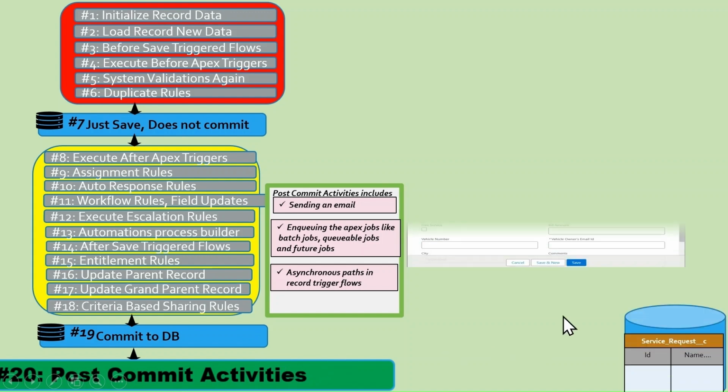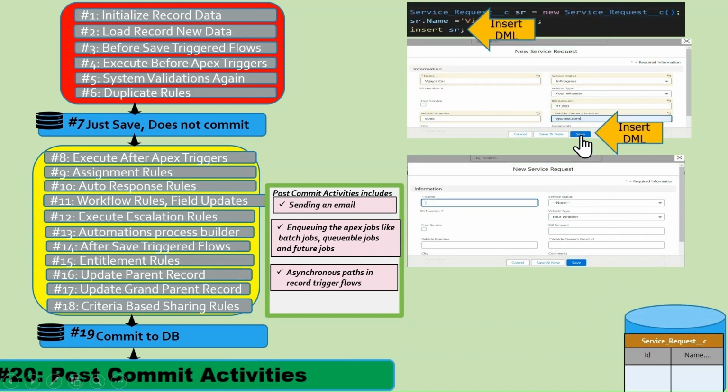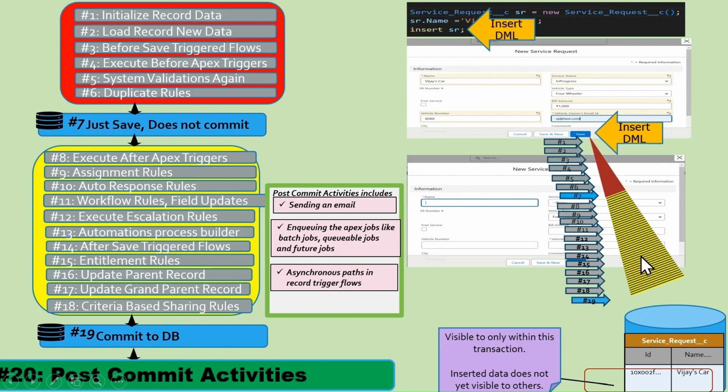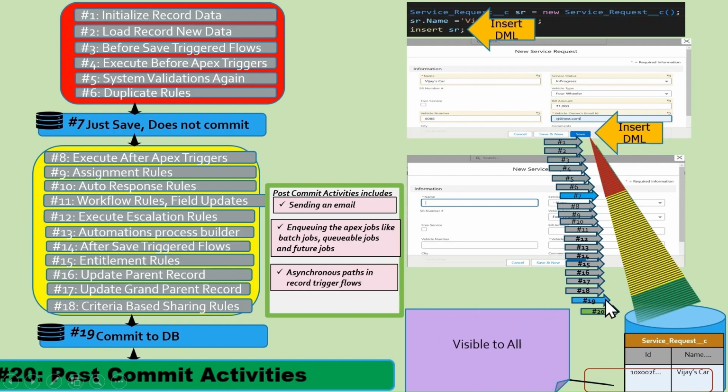For example, in case of our insert DML, on click of save, here we are going to see the complete steps execution from step number 1 to step number 20. On click of save, the order of execution gets started from step number 1 till 20. Now it has completed the first category steps, that is in red color. Then it moved to the second category of steps, that is in yellow color. Then it committed to the DB. After that, the green color step, that is step number 20 post commit activities, has been executed.